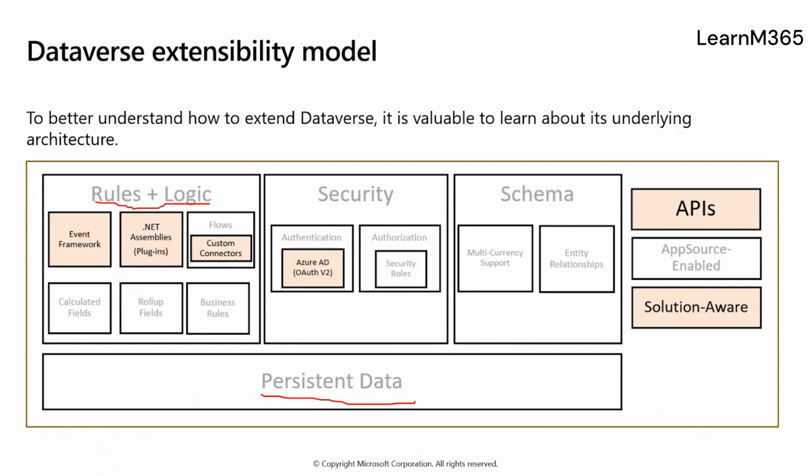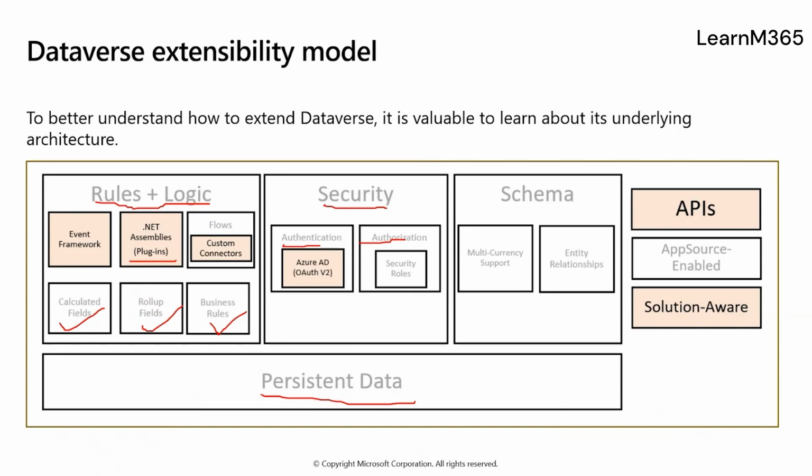You can implement the rules and logic with the help of calculated fields, roll-up fields, and business rules. These all options are available. In addition, you can make use of the event framework. You can make use of .NET assemblies, which are plugins, which we are going to start. And we can even have a custom connector on top of it. It provides a security layer, right? It provides us authentication and authorization.